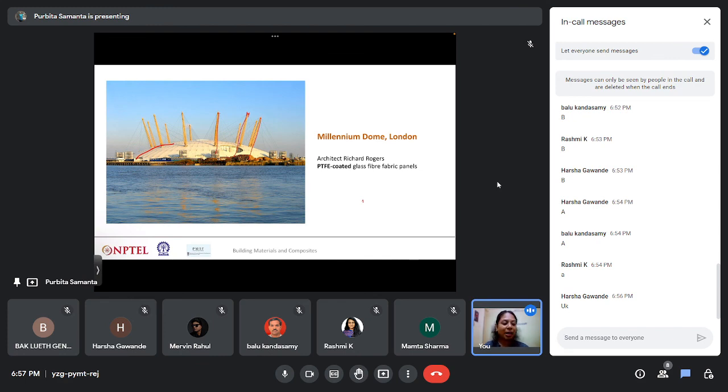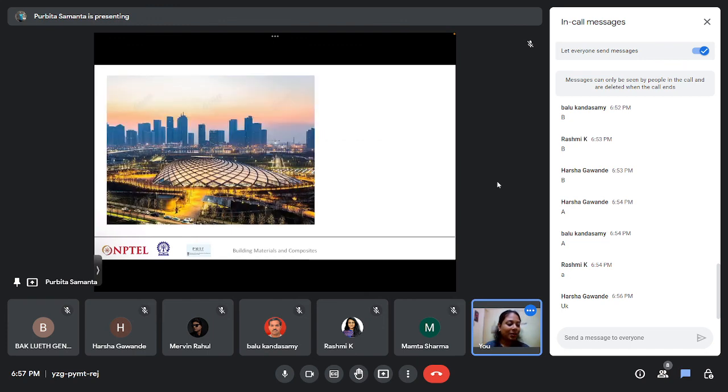However, the cover, if you see, has used PTFE coated glass fiber fabric panels. Okay, next one.